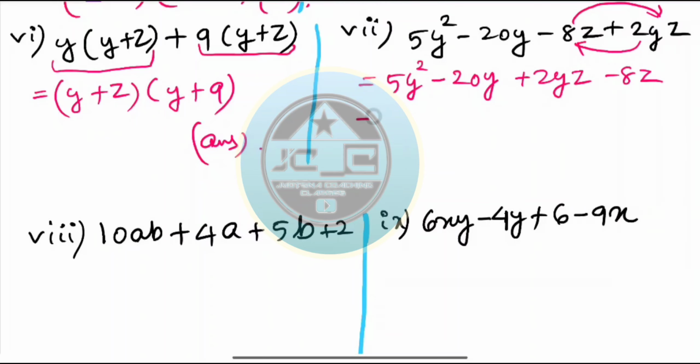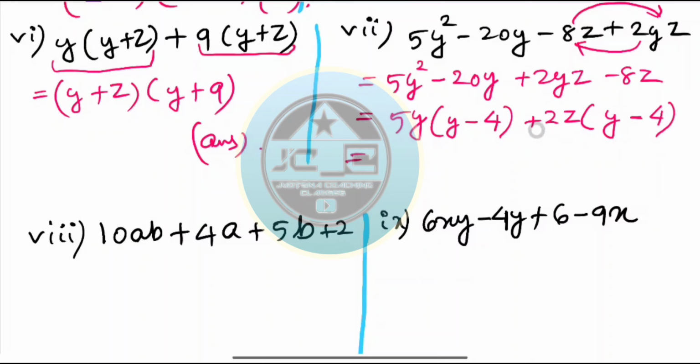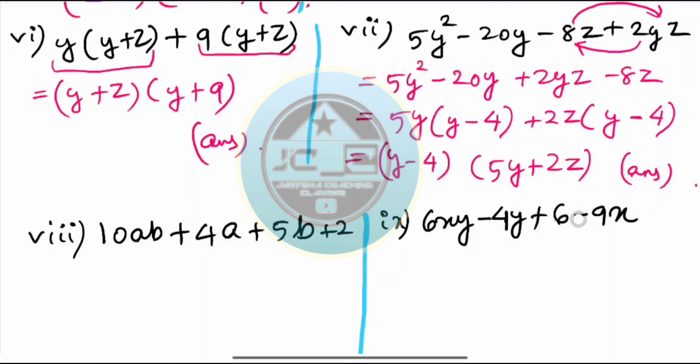Clear? Now you take common out 5y square minus 20y. 5y common, you have y minus 4. Now from these, what can be taken common out? Plus 2z. What should be remaining here? y minus 4. Clear? If there is confusion, then reverse and check: 5y into y is 5y square, 5y into 4 is 20y. Clear? Now you have y minus 4 into 5y plus 2z. This is the final answer, right?